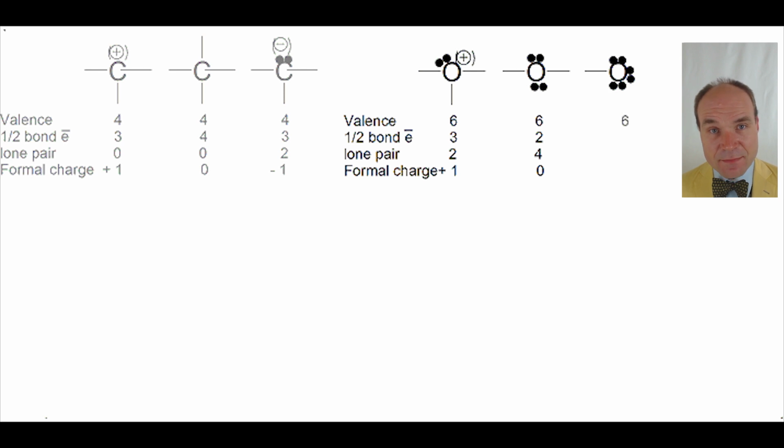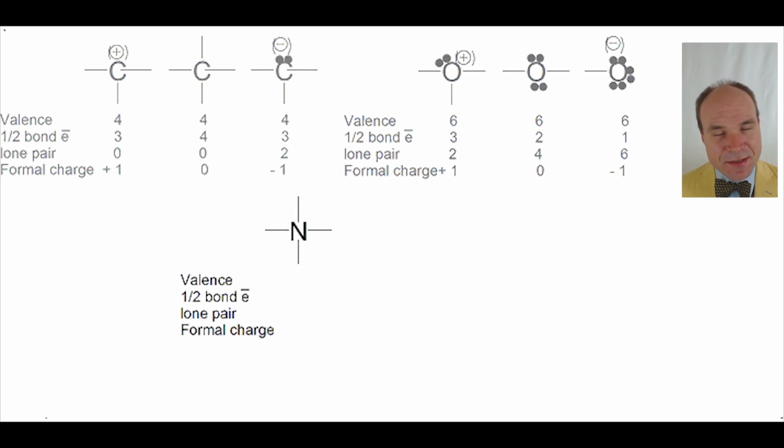Finally, again, 6 valence electrons. The number of bonds is 1. Number of electrons in those bonds are 2. Half the number of bonded electrons is 1. Now, rather a lot of lone pairs here. So we have 3 lone pairs. Therefore, there are 6 electrons in those lone pairs. So let's look at the calculation. We have 6 minus 1 minus 6, which gives us overall minus 1. This oxygen has a formal charge of minus 1.